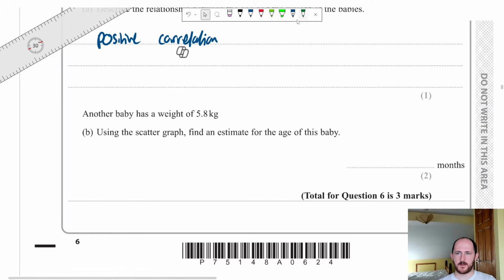Another baby has a weight of 5.8 kilos. Using the scatter graph, find an estimate for the age of the baby. Here's what you have to do. It's 2 marks. You have to draw a line of best fit. You have to. It is compulsory. Even if you guess the right answer, you'll only get 1 out of 2.